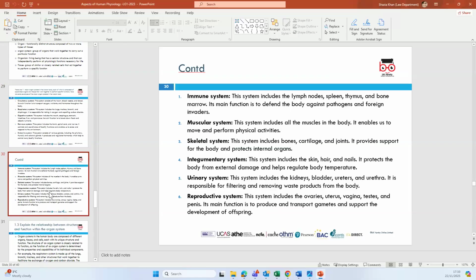We have the muscular system, which allows for movement by contracting and relaxing muscles. We then have the skeletal system, which provides structural support, protects organs, and stores minerals. The integumentary system looks at the skin, nails, and hair, and protects the body from the outside environment. The urinary system filters waste products from the blood and excretes them as urine, and then the reproductive system is responsible for producing offspring.